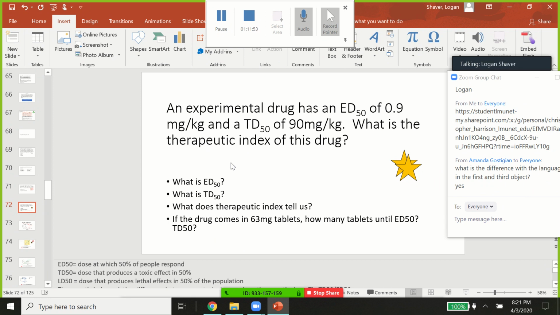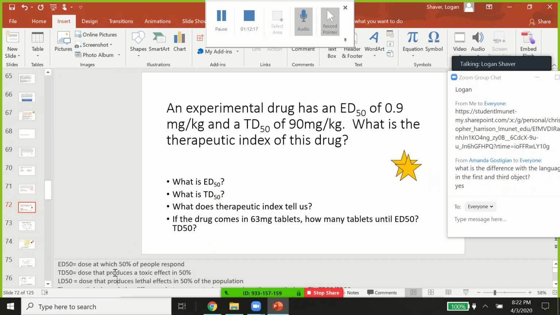Well, it's more like the effective dose. That's what ED means. And that's the dose at which like 50% of people will respond. So that's ED50. TD50 is, of course, going to be the toxic dose, right? And so that's the dose at which 50% of people have toxic activity or whatever. What does therapeutic index tell us?